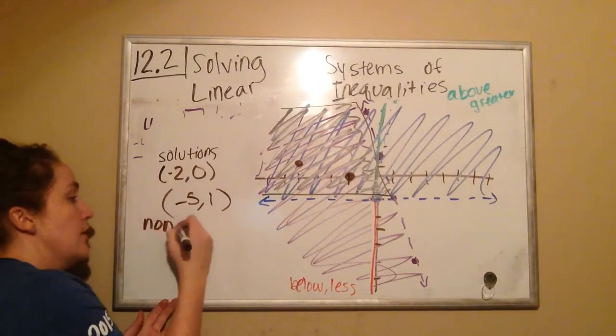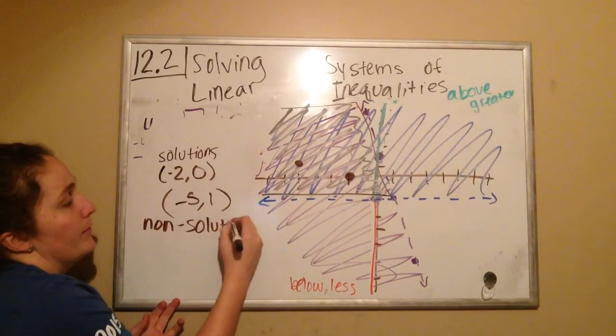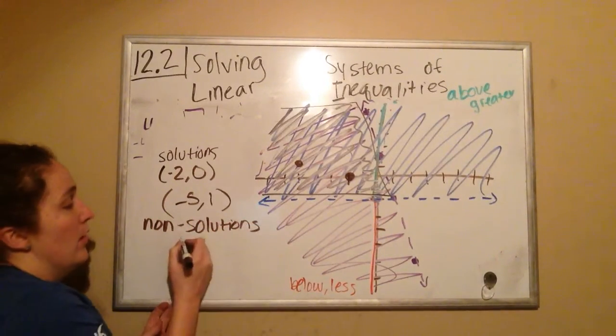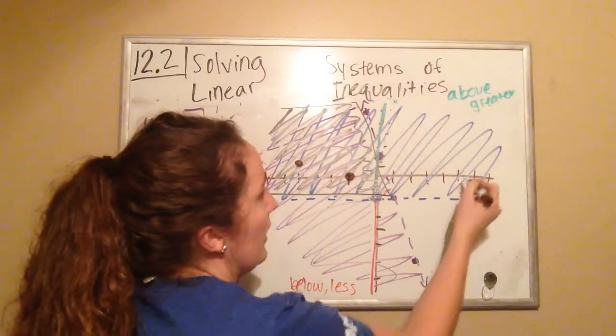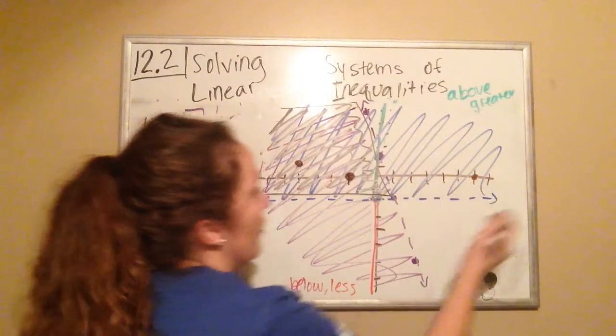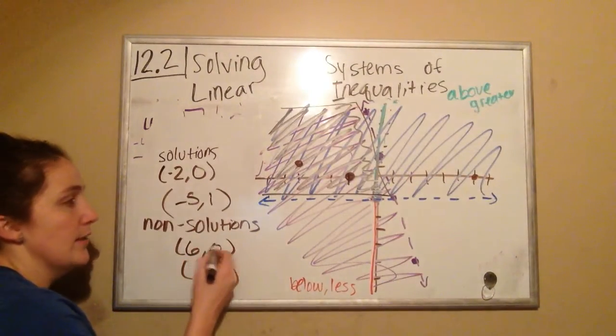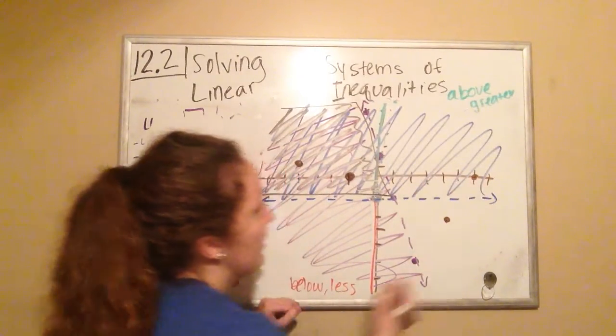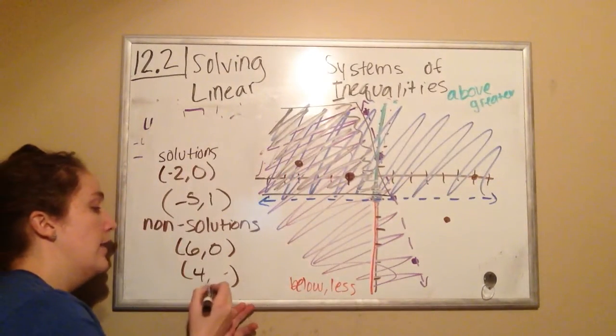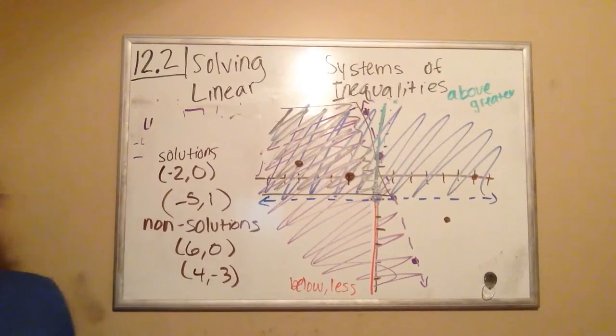Our non-solutions, we're going to give 2 examples of them. Okay, go pick anything. How about this one out here? 1, 2, 3, 4, 5, 6, 0. That's a non-solution. And this one right here is 4, negative 3. That is also a non-solution.